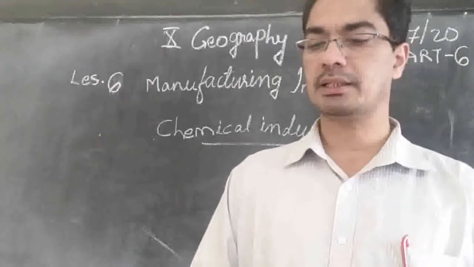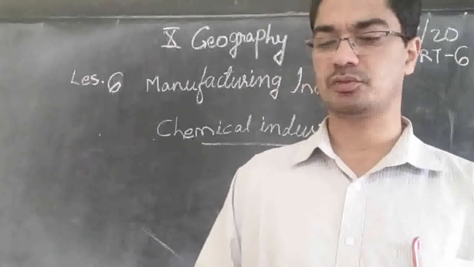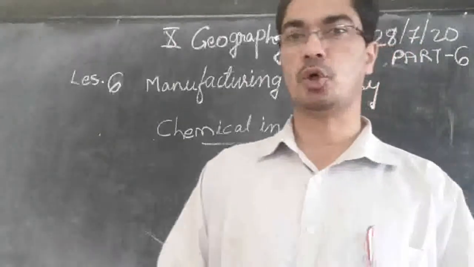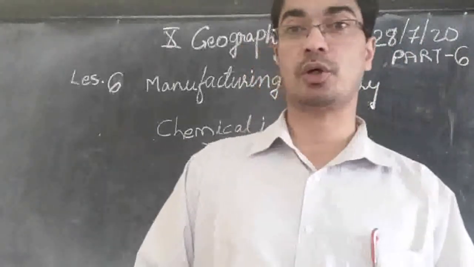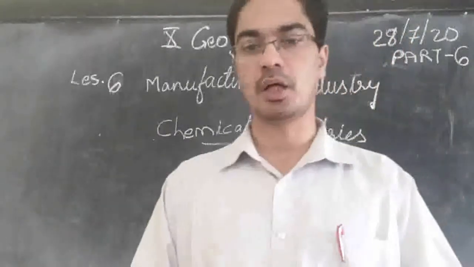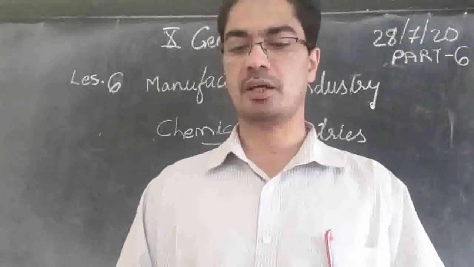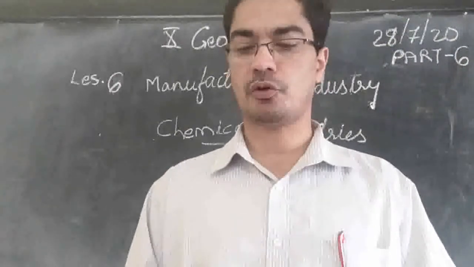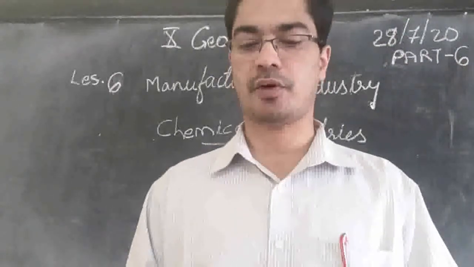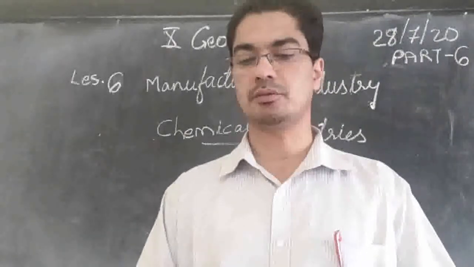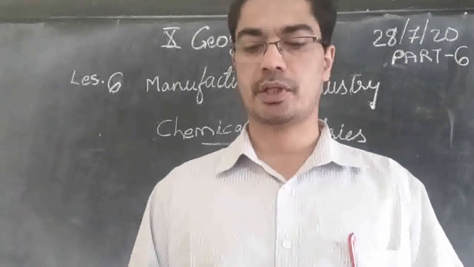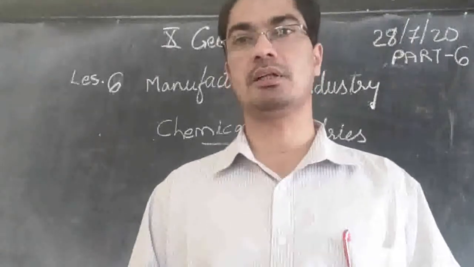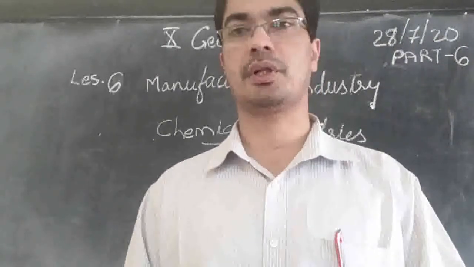And organic chemicals include petrochemicals. We studied inorganic, we finished. Now we are going to study organic. Organic chemicals include petrochemicals, which are used for manufacturing synthetic fibers, synthetic rubber, plastics, dyestuffs, drugs and pharmaceuticals. So these are included in organic chemicals.